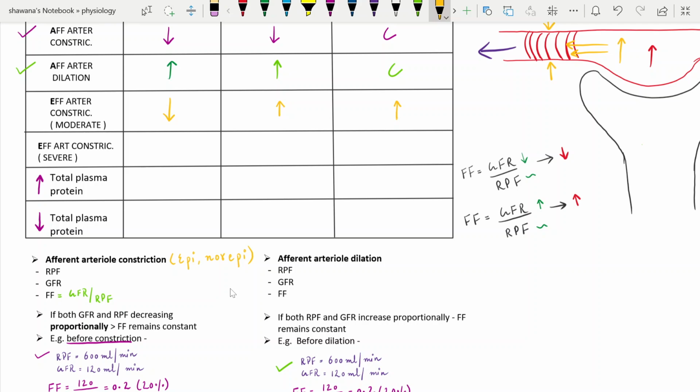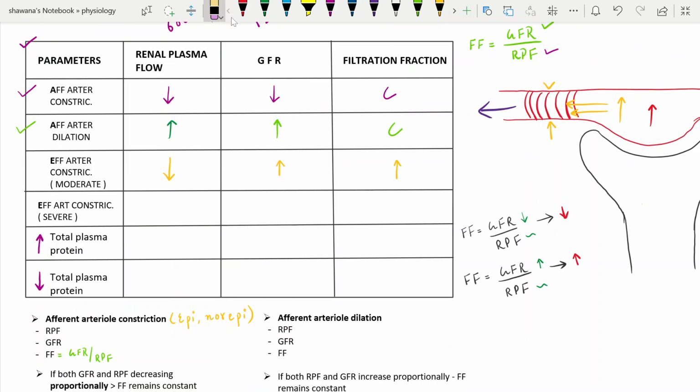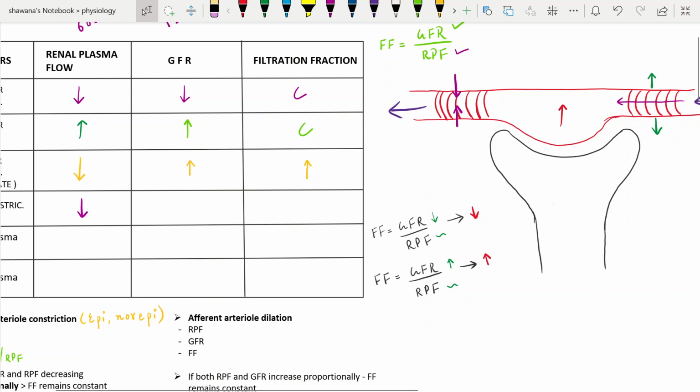And when we constrict the efferent arteriole severely, and this is a very paradoxical condition, we are constricting it very severely, renal plasma flow will decrease the same. And what about the GFR? It was increasing in case of moderate constriction, but in case of severe constriction, GFR would increase initially, but after that a lot of filtrate is being produced from here.